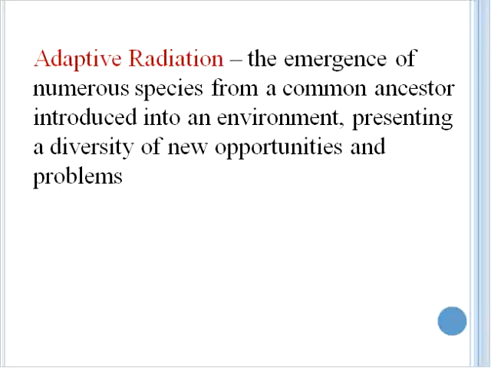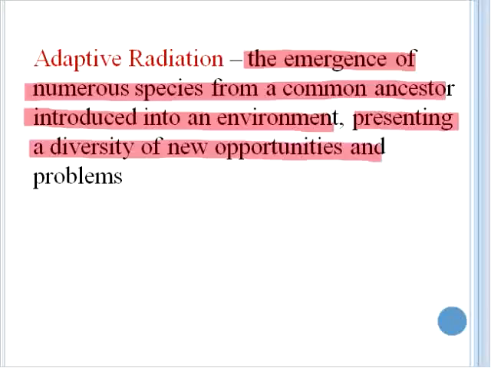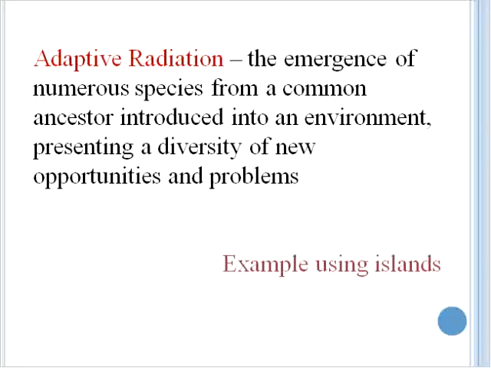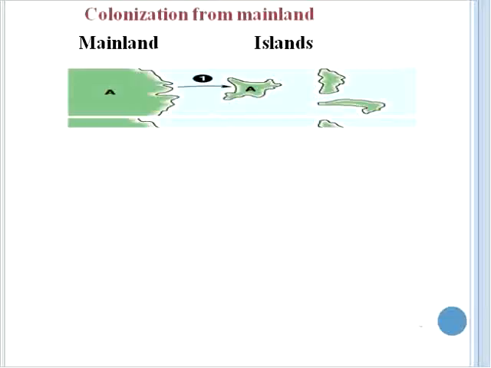In short, adaptive radiation is the emergence of numerous species from a common ancestor that is introduced into an environment. This new environment presents a diversity of new opportunities and subsequent problems. We can see an example when we look at island populations. I present the following for your consideration. If you look at a mainland and island, we have an original island where the population moved to an island environment.